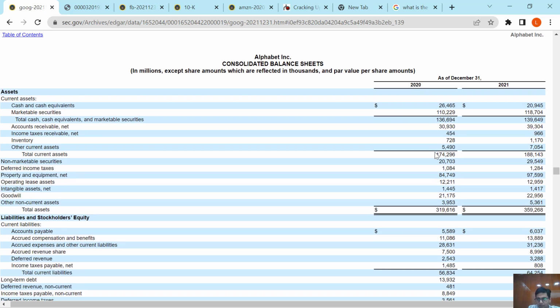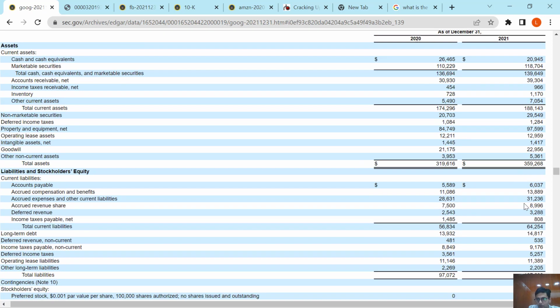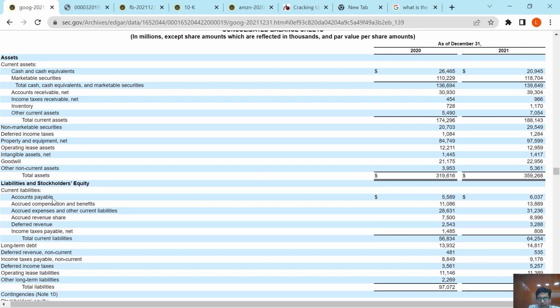Now you can see here that, like I said, every balance sheet has two sides. One is assets and the other one is equity plus liabilities. And this is the same case here also. Here we have total assets of $359 billion. This is the assets of Google as on 31st December 2021.